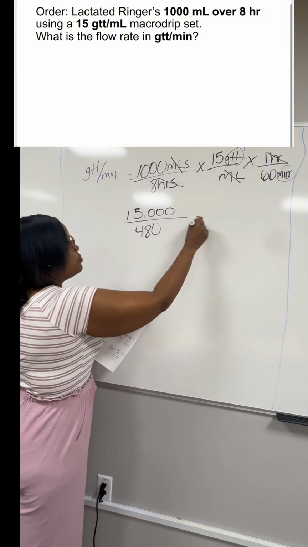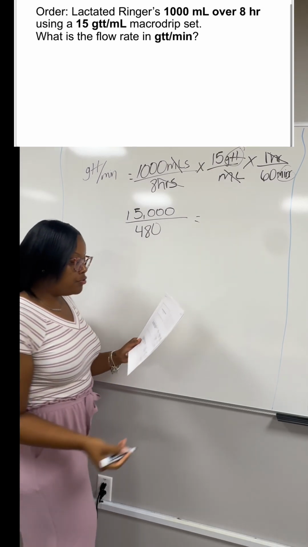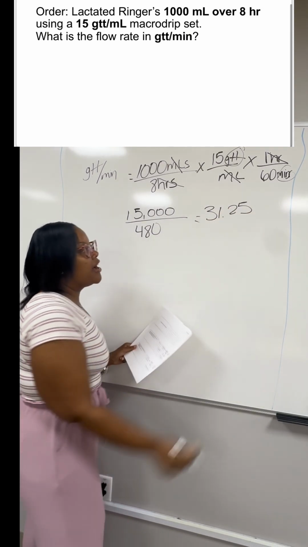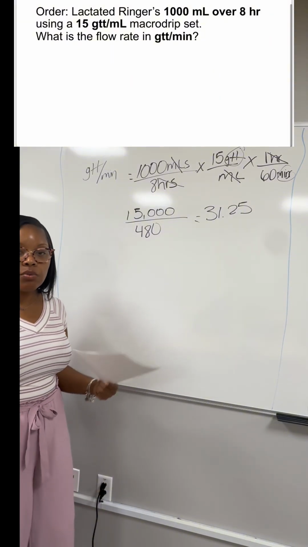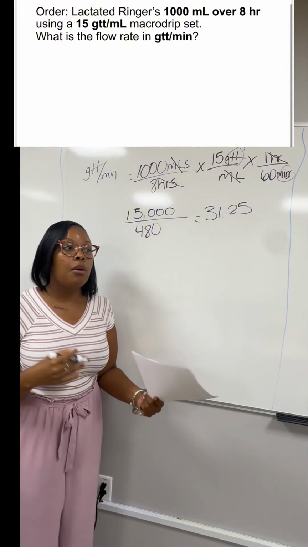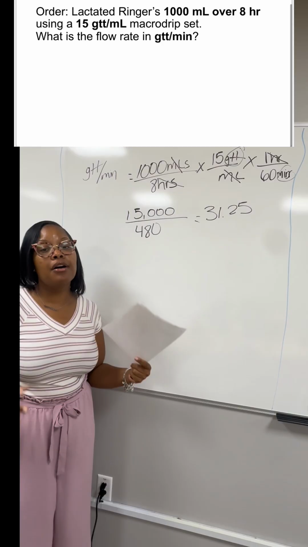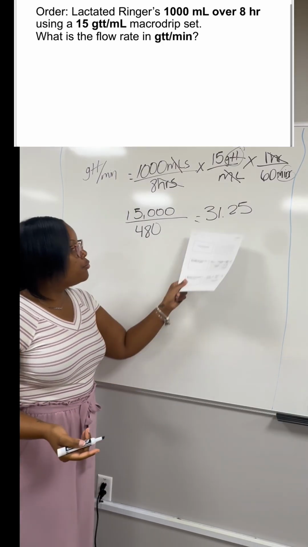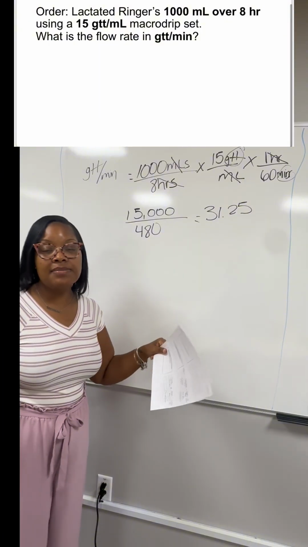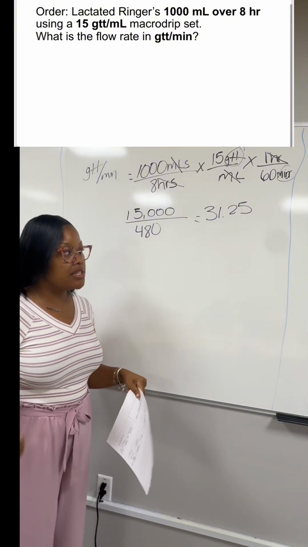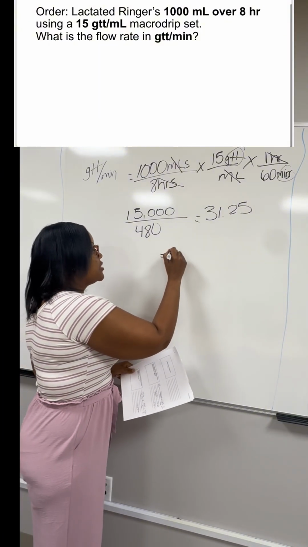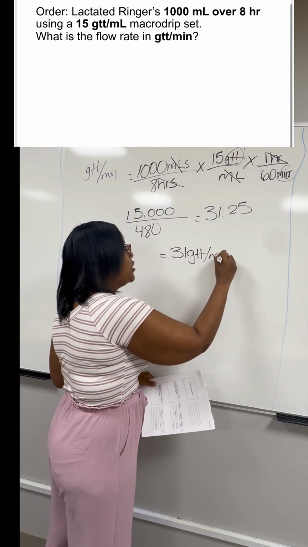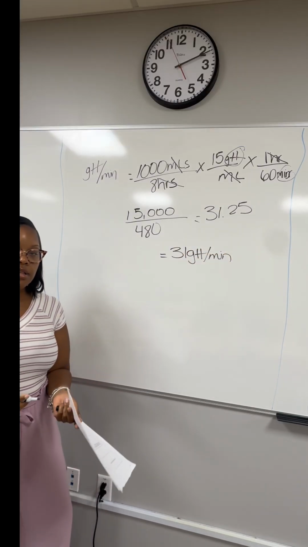Once you put that into your calculator, you should get 31.25. Now, one thing about when you are dealing with the IV pump, unless your problem tells you otherwise, you normally round to the nearest whole number, okay? So we know that 31.25 is below 5, so guess what? It's going to stay the same at 31 GTTs per minute. All right, let's do another one.